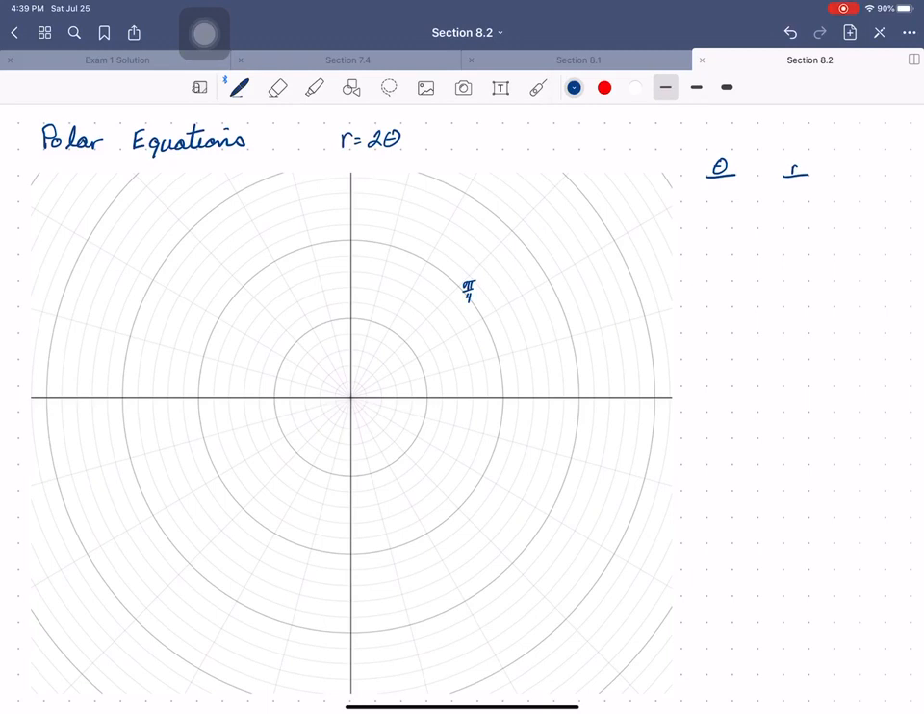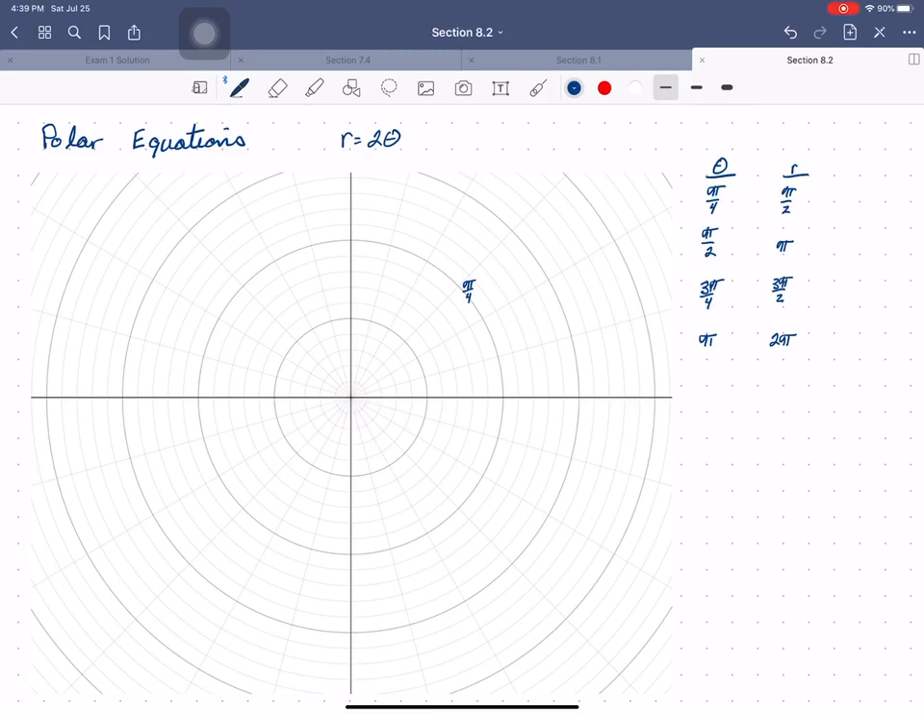That's fine. Let's just do this. So let's say theta is pi over 4. R is 2 times that, which is pi over 2. If theta is pi over 2, my r is pi. If theta is 3 pi over 4, my radius is 3 pi over 2. If theta is pi, my radius is 2 pi. You get the idea, yeah?